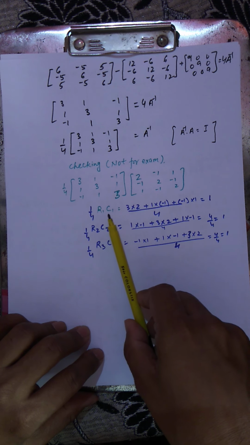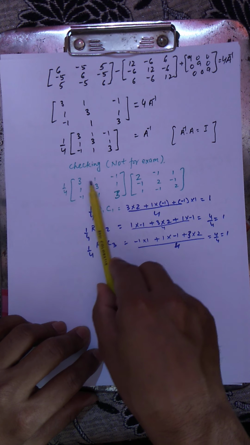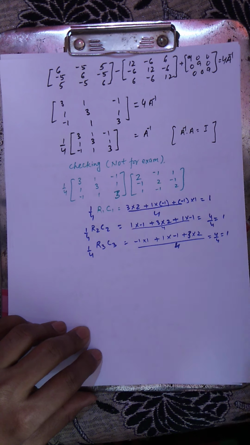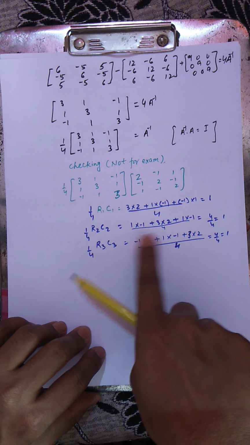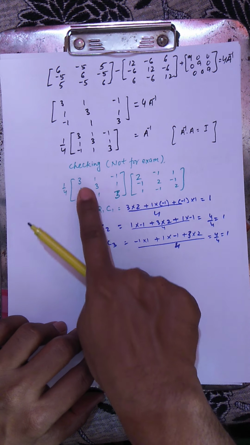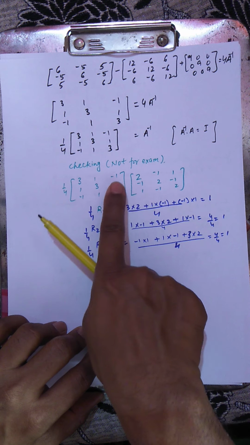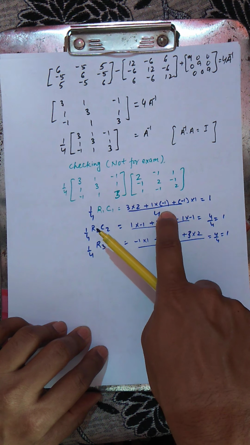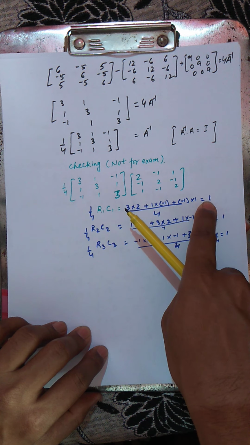Now I'm doing this. So this is R1 into C1. This is A inverse including 1 by 4. If you take 1 by 4 inside, then it will be 3 by 4 into this A. You can see this is A, and now you multiply. So this row 1 means 3 into 2, 1 into minus 1, and minus 1 into 1, and this 1 by 4 is outside, so take it in the denominator. So this answer is coming, this is 4 upon 4, the answer is 1.